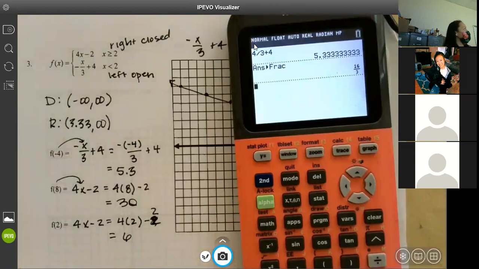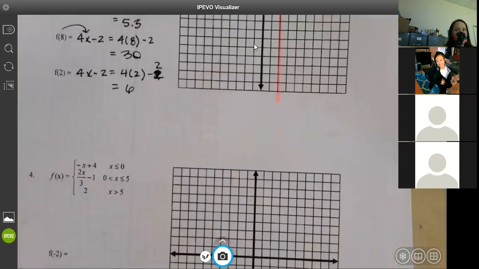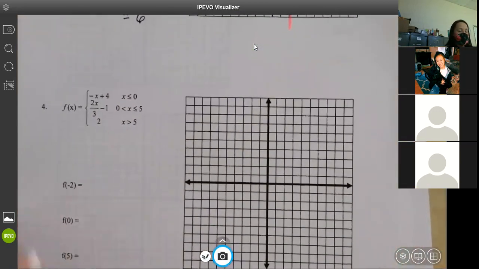Any questions on number 3? Are we doing okay on the graphing? Graphing part is good. And evaluating is good, right? So just keep practicing that domain and range. All right. Zoomers, again, if you have any questions, please stop me.